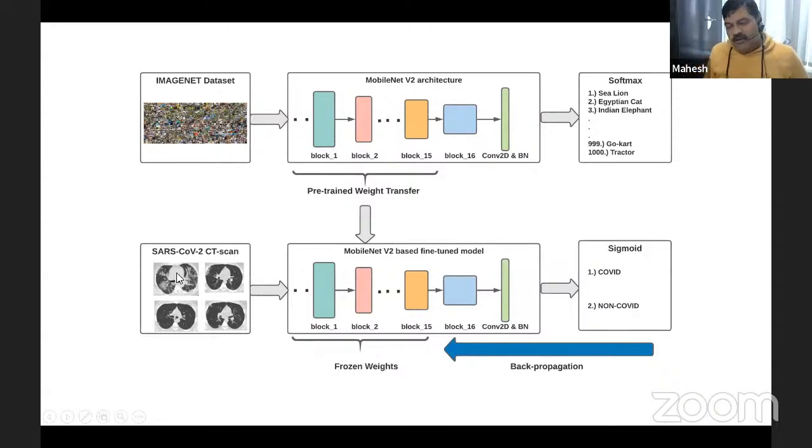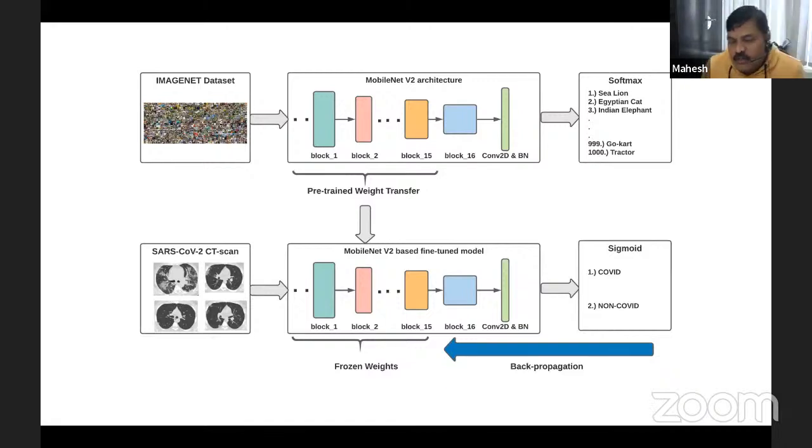Similarly, we'll train on all the 2,500 images of the data set, and we can update the weights. So this is called fine tuning, okay. If the model's purpose is difficult to achieve, we can introduce another block, block 17. In this way we can keep introducing blocks, okay. But we will not disturb the already pre-trained weights. Those are called frozen weights, okay.